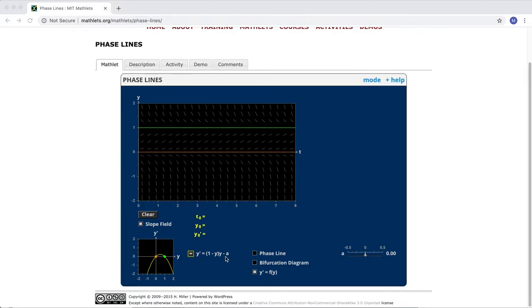But we do still have the minus A here that represents the constant harvesting. So we're able to use the slider for A over here to see what effect harvesting would have. As we slide A together, we start to see the stable fixed point in green and the unstable fixed point in orange converge. Down here is the same graph that I was illustrating in Desmos.